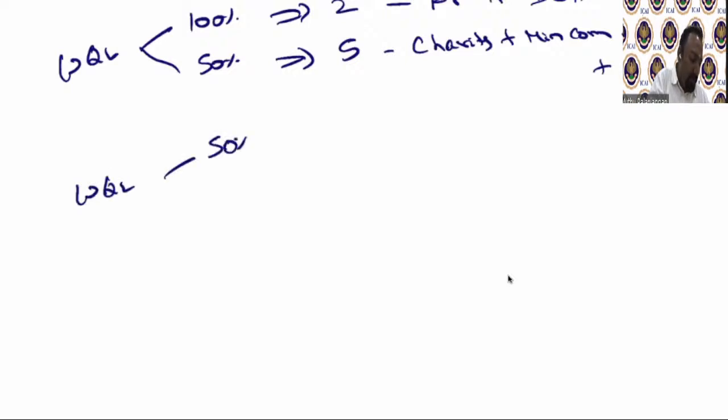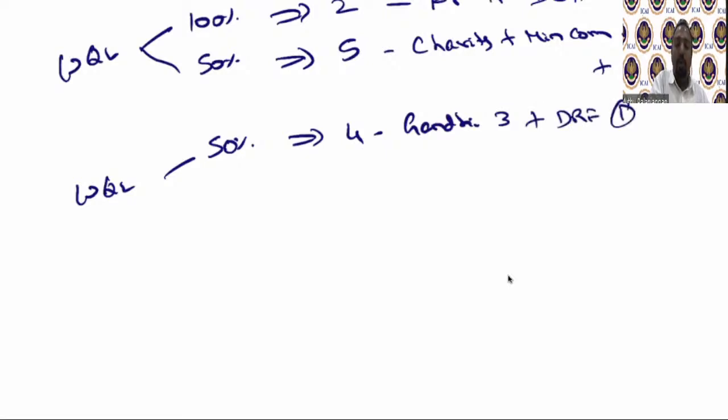with qualifying limit 50%. How many is it? It is 4. So it is 3 Gandhi plus DRF, Relief Fund is 1, right? So all this is what I need to remember. So I need to remember these 11. In 11, it is easy to remember these 4, which is Gandhi family and Relief Fund.